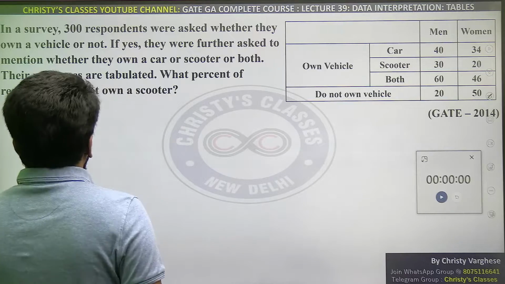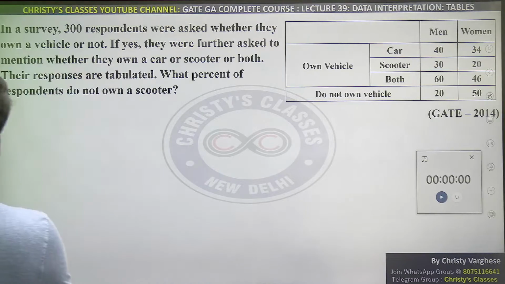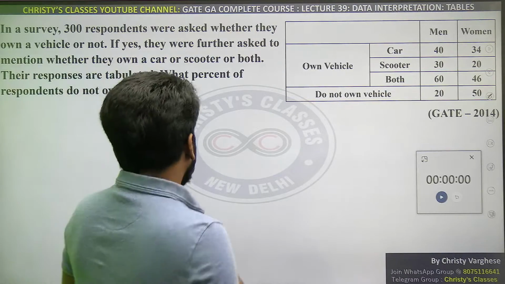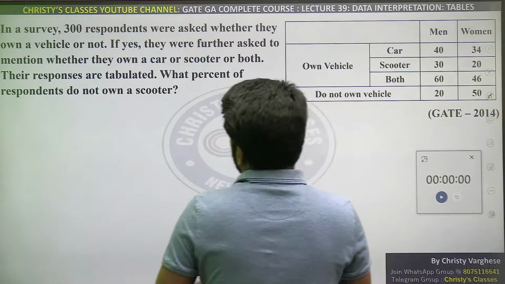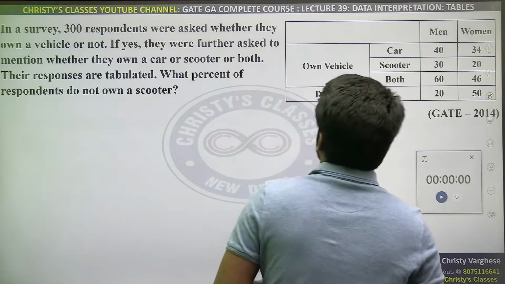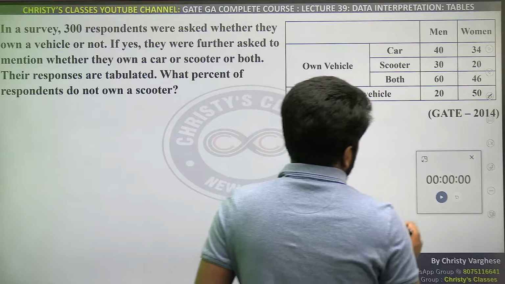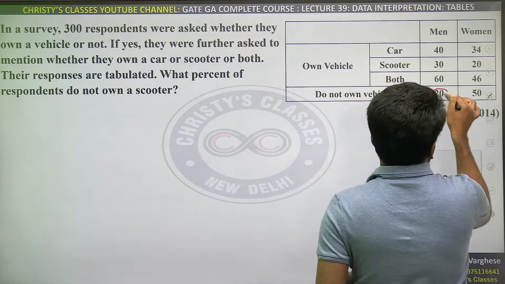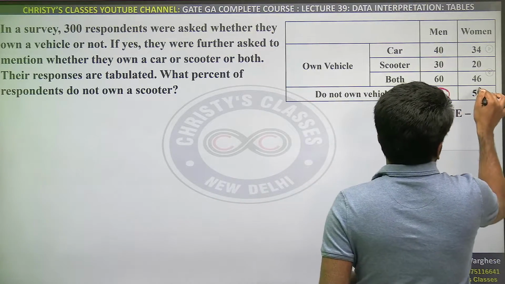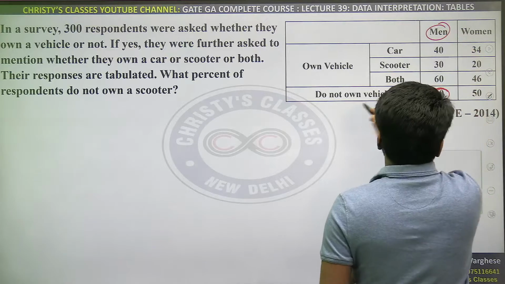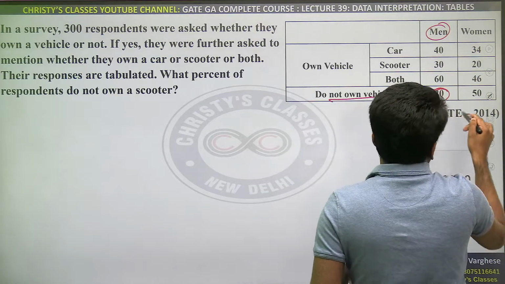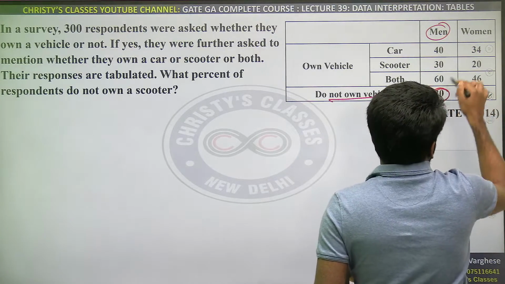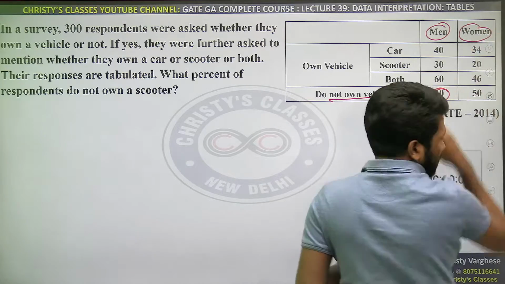Okay. So in a survey, 300 respondents were asked whether they own a vehicle or not. If yes, they were further asked to mention whether they own a car or scooter or both. So in that survey, 20 men didn't have a car, do not own a vehicle. 20 men and 50 women were there.